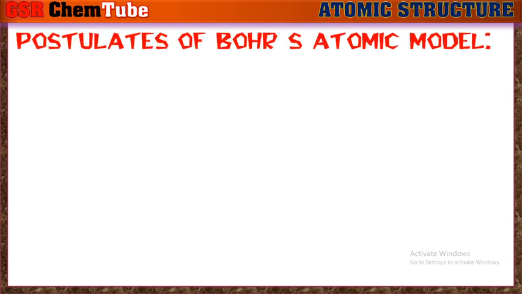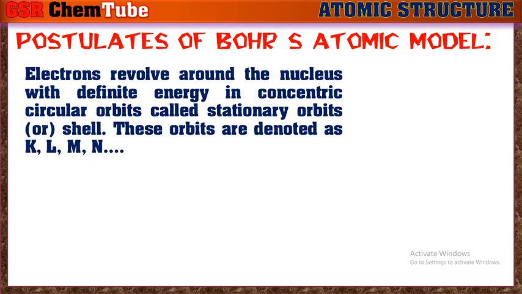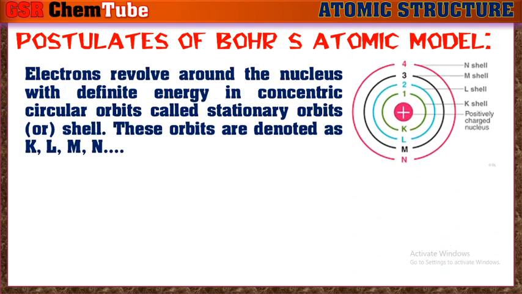Here you see the important postulates from Bohr's model of atom. Electrons revolve around the nucleus with different energy in concentric circular orbits called stationary orbits or stationary shells. These are denoted as K, L, M, N or 1, 2, 3, 4 and so on. So here, suppose this is the nucleus of an atom, electrons are revolving around the nucleus in these concentric circular paths which are called stationary orbits.